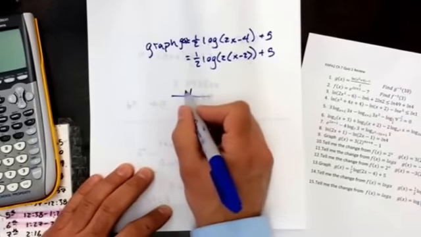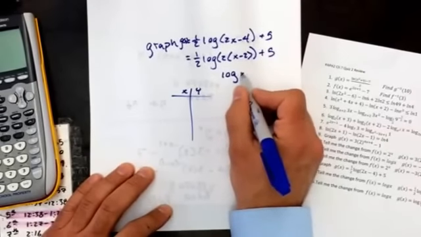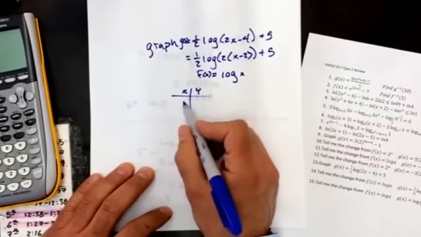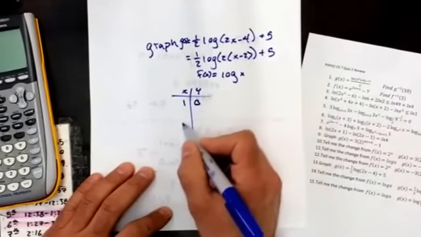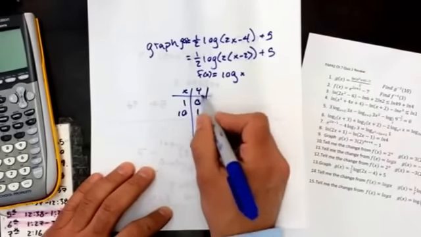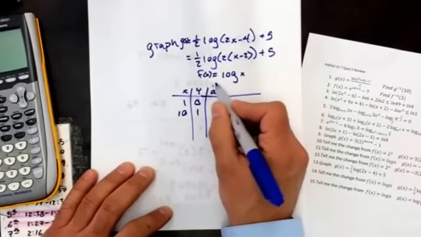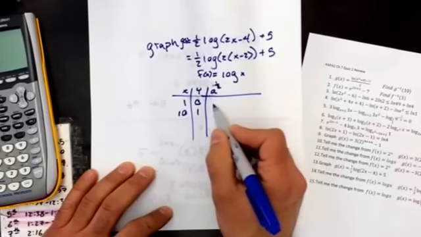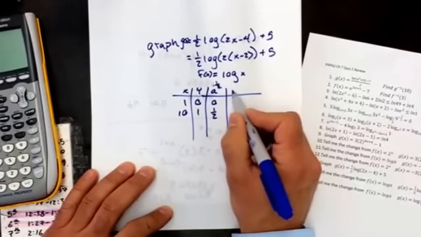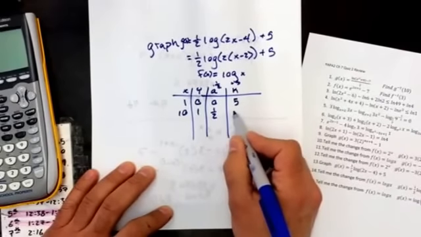So I'm going to do my x and y. The function that I would compare it to would be the log of x. So I can't do the log of 0. I can do the log of 1. The log of 1 is 0. And I'm going to do the log of 10 because it has a base of 10, which is going to be 1. Multiply this times my a value, which is 1/2. So 0 times 1/2 is 0. 1 times 1/2 is 1/2. Add my k value, which is plus 5. 0 plus 5 is 5. 1/2 plus 5 is 5.5.